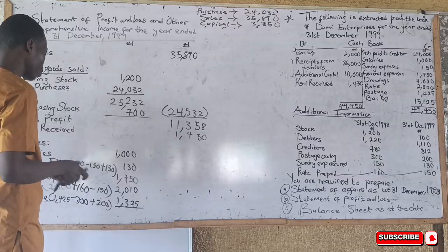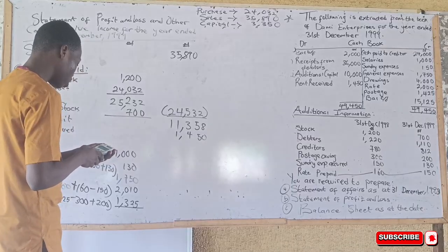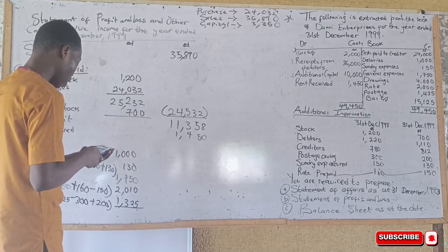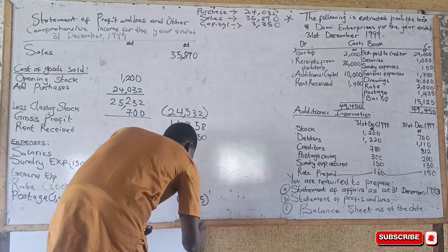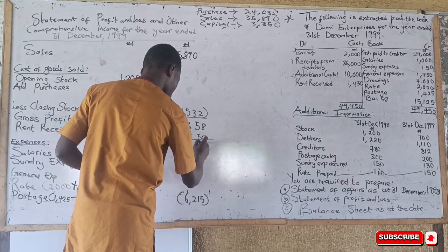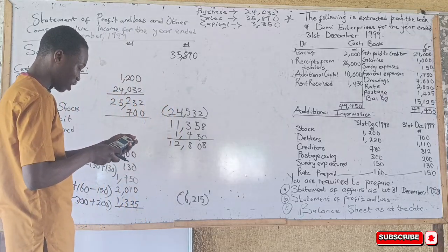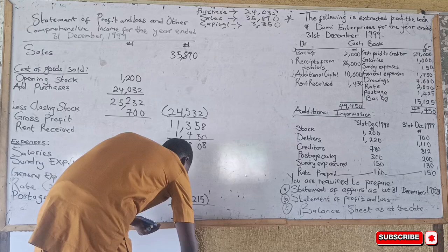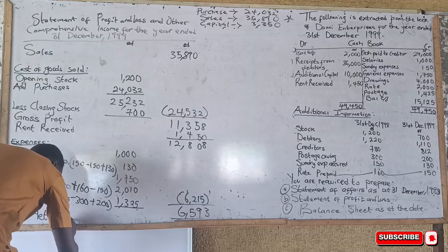And we'll add this up: 1,000 plus 110, plus 1,750, plus 2,010, plus 1,325. So that is 6,215 naira. Now let's add this up. We are going to have 12,808. So 12,808 minus 6,215 is 6,593. So this is our net profit for the year.